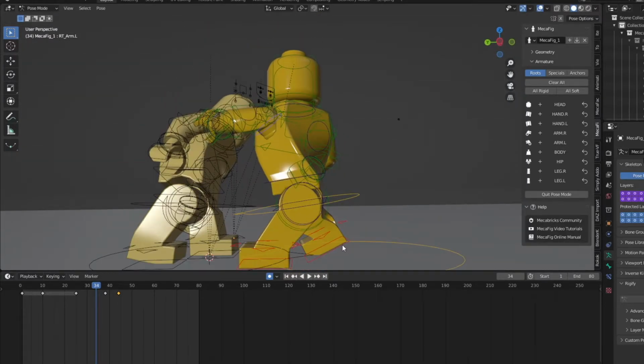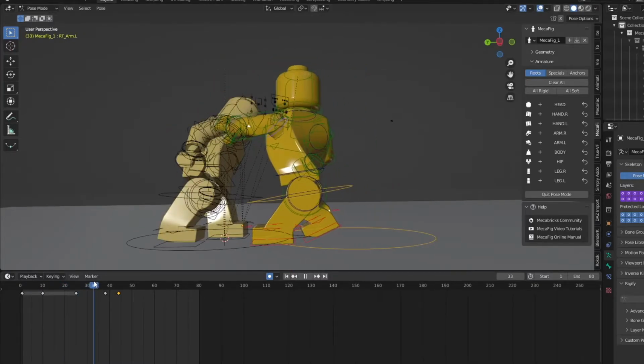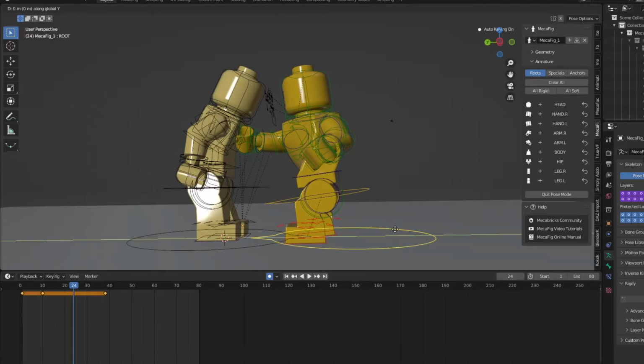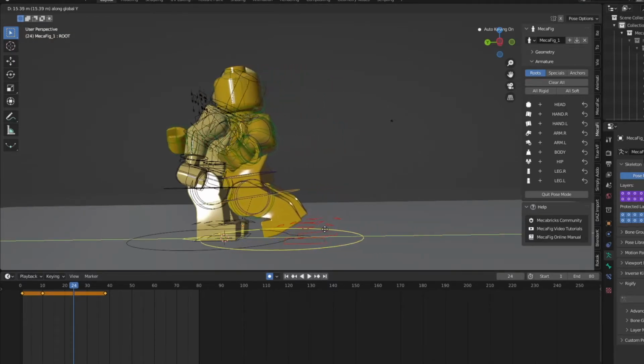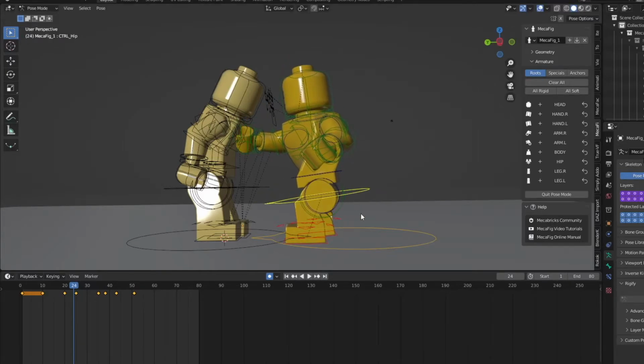And I also use the foot IK so when he's actually fighting, he can actually walk forward instead of just going forward like this. So I actually use this bone right here instead of this one.